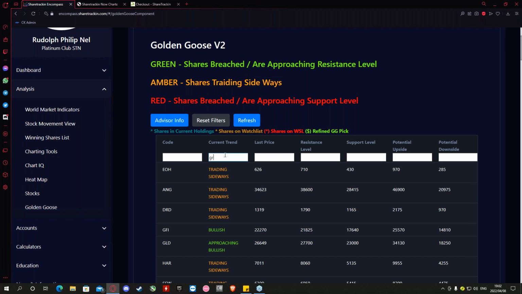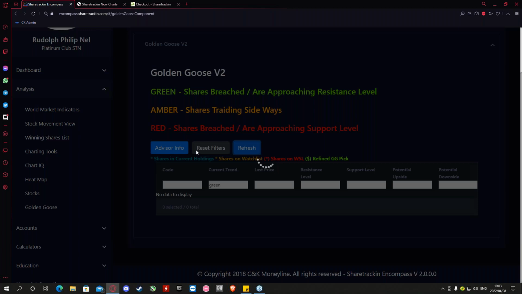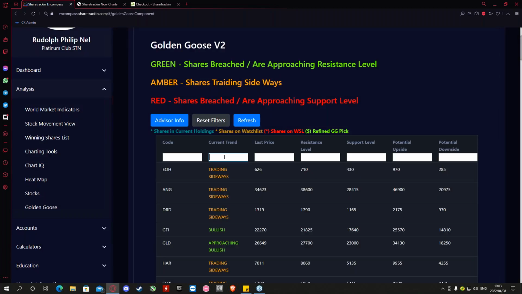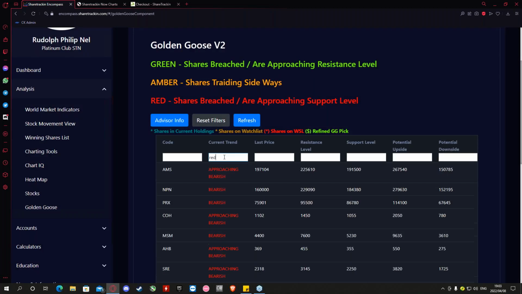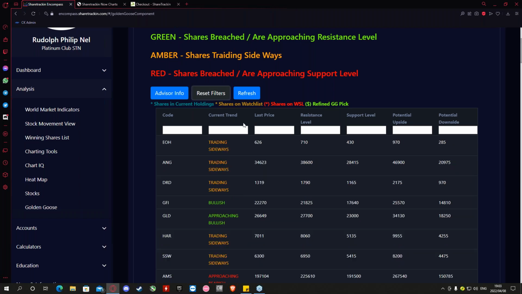So if I type in green, it will only give me everything that's bullish or approaching bullish. If I click reset and go to red, it's only going to give me the approaching bearish and bearish. The difference between the green and the red is that the red ones are basically more for CFD traders, but green can be used by both equity and CFD traders. I'm just going to reset the filters.